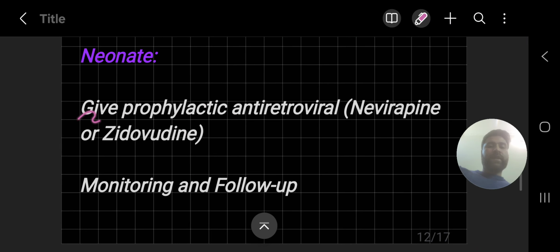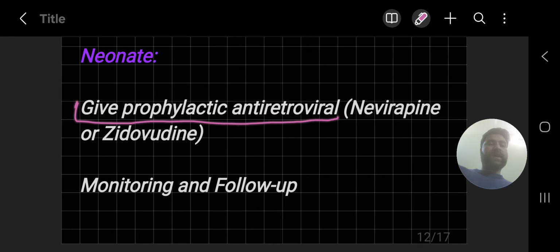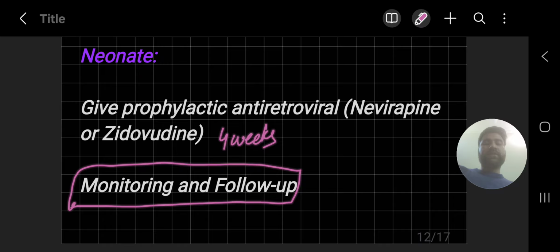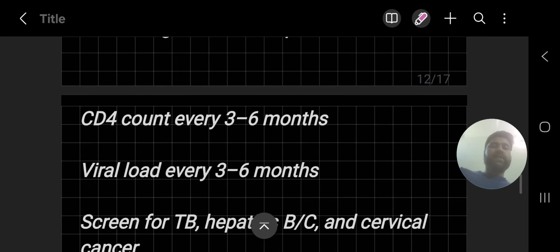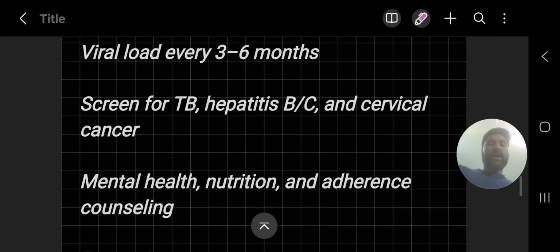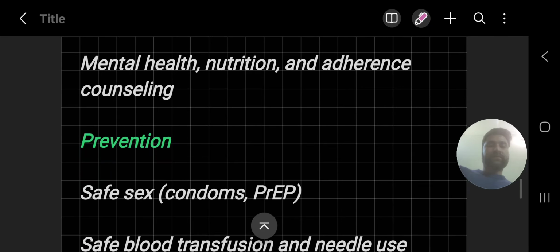For the neonate, when the neonate is born, give prophylactic antiretroviral therapy, nevirapine or zidovudine, so that the neonate can be protected from transmission of the HIV, and this is given for 4 weeks. Monitoring and follow-up is also required after 3 months, so that if seroconversion is present, it can be treated in time. CD4 count should be checked every 3 to 6 months. Viral load every 3 to 6 months, and you should also screen for TB, hepatitis B and C, and cervical cancer.